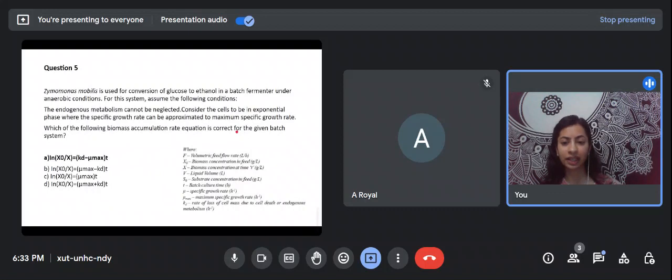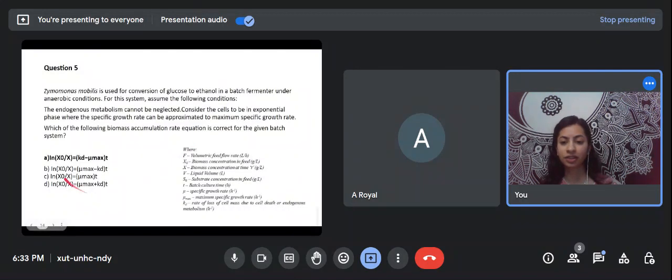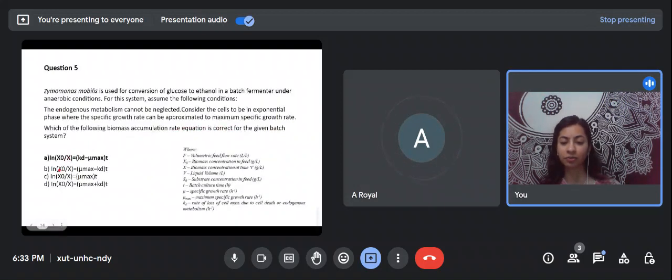So KD comes first and mu max comes second. That is what has happened here. Since all of them are ln x naught by x instead of ln x by x naught, right? So that is why we have to change this. Instead of mu max minus kd, it will become kd minus mu max. So that is why option B is not correct. Okay, so the closest answer that you're getting is A in this case.